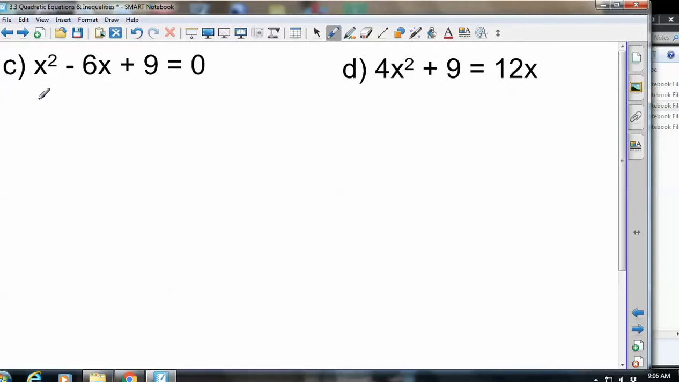Alright, so first step here, it's already equal to 0. It's a 1x squared, so we can do our shortcut. What number multiplies to 9 and adds to negative 6?